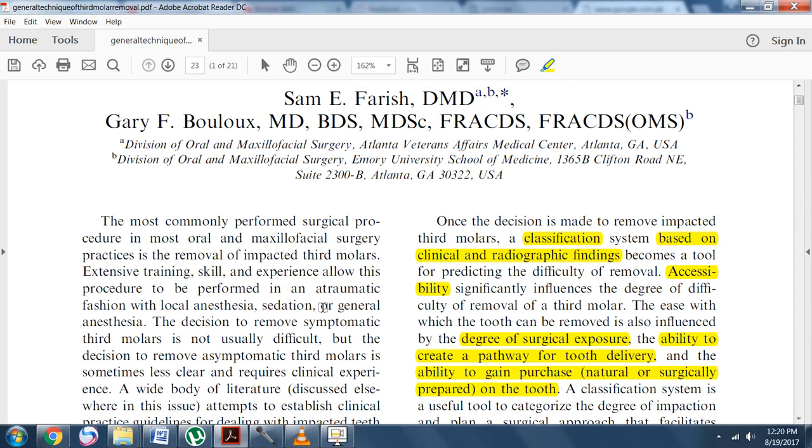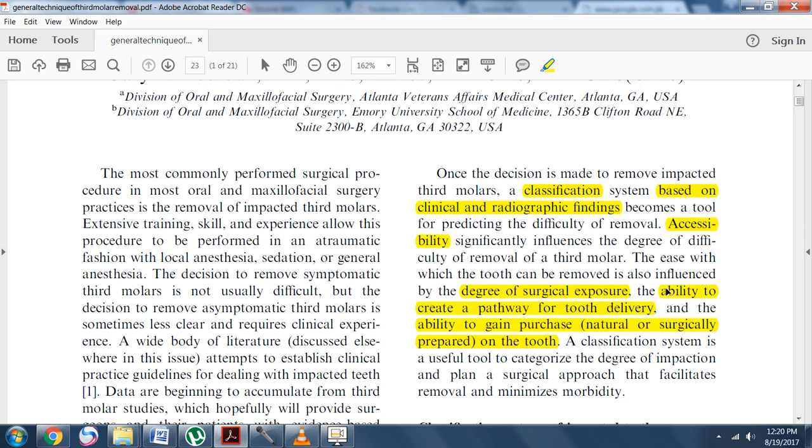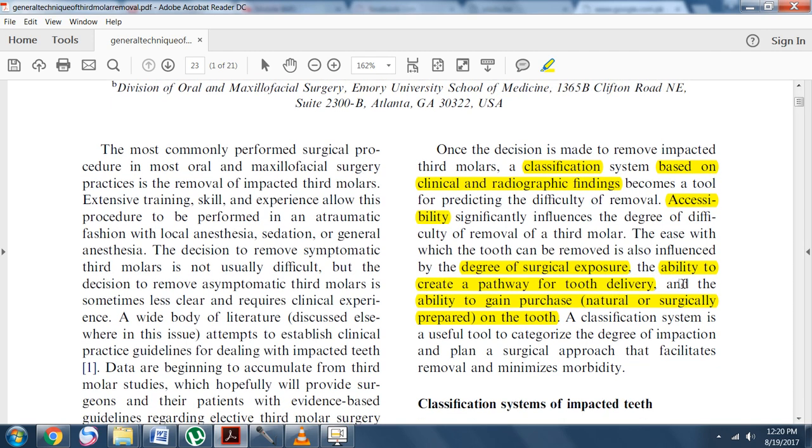The second factor is the accessibility to that tooth. The third factor is the degree of the surgical exposure that will be required. The fourth factor is the ability to create a pathway for the tooth delivery. And the fifth factor is the ability to gain a purchase point to the tooth, whether that purchase point is created surgically or whether it is a natural purchase point. So these are the five factors that govern or predict the difficulty of removal of an impacted third molar.